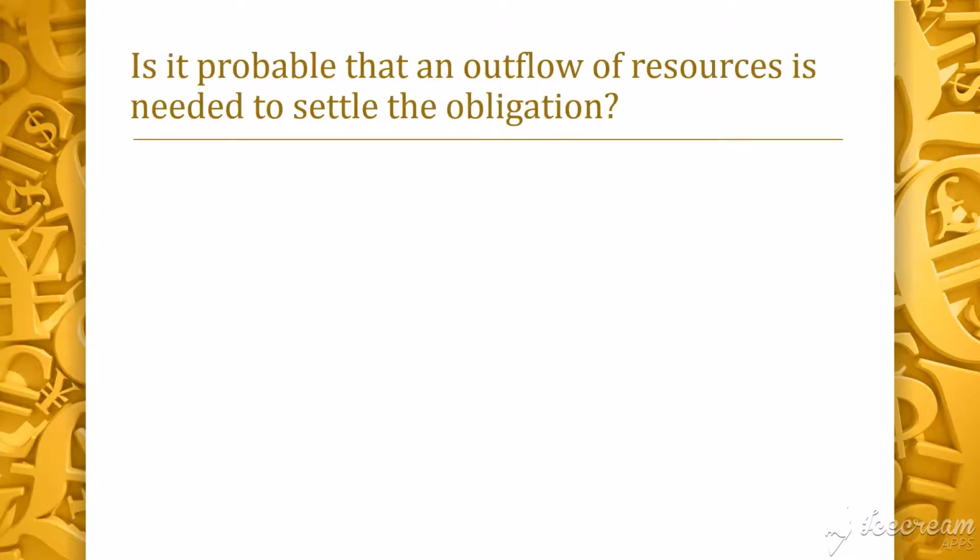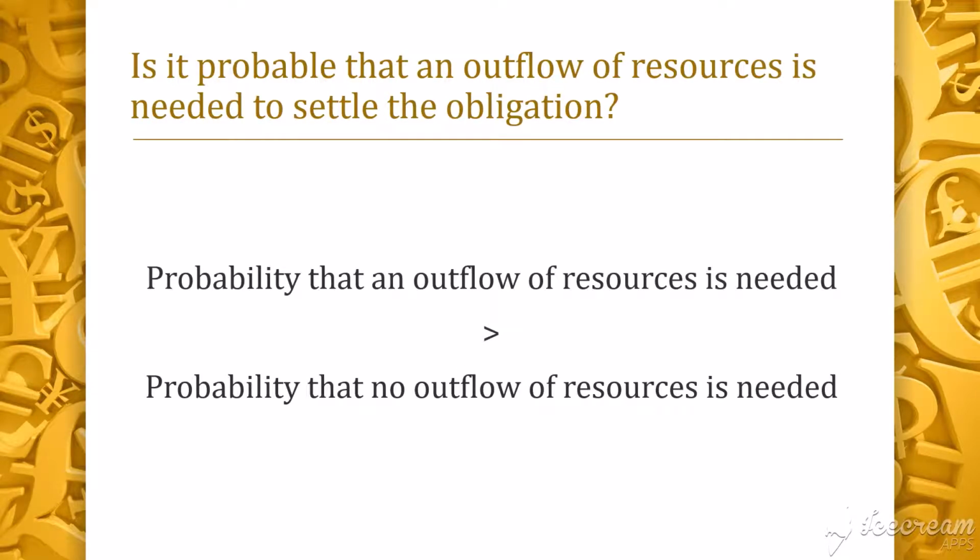Criterion 2. Is it probable that an outflow of resources is needed to settle the obligation? The answer is yes if the probability that an outflow will occur is higher than the probability that no outflow will occur. If the probability that an outflow will occur is more than 50%, it is considered probable.